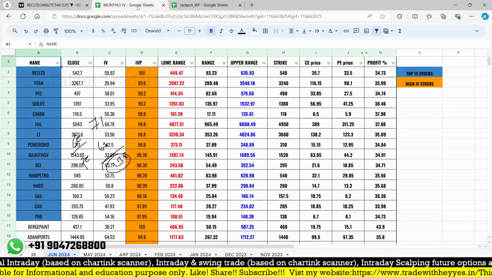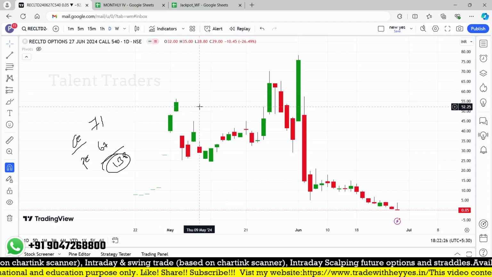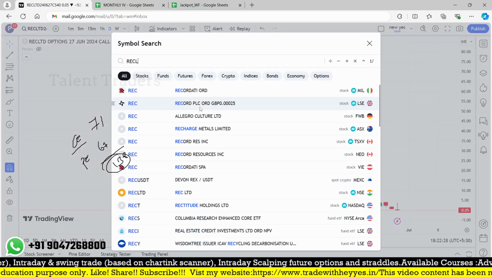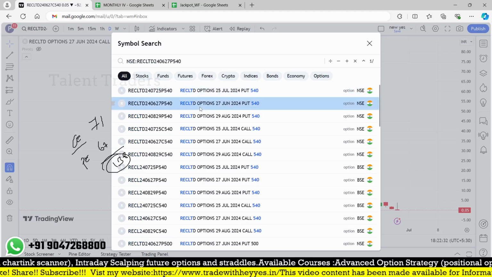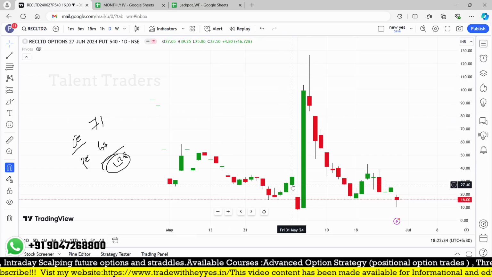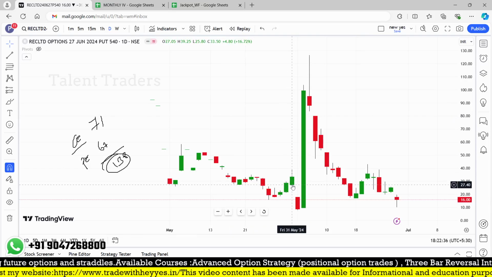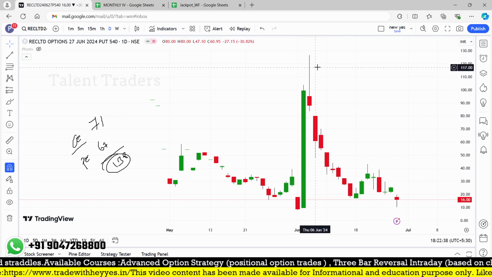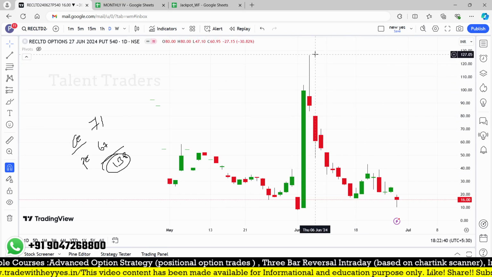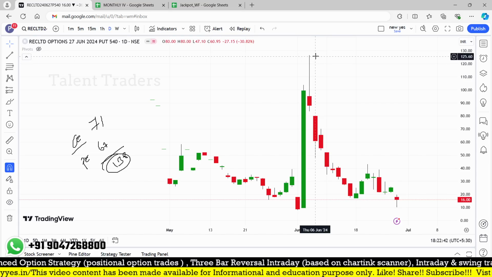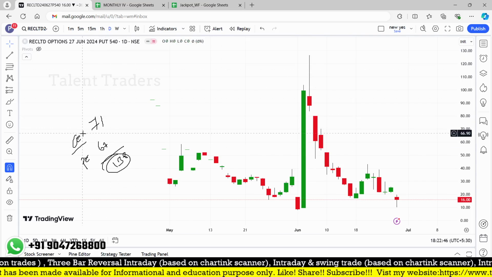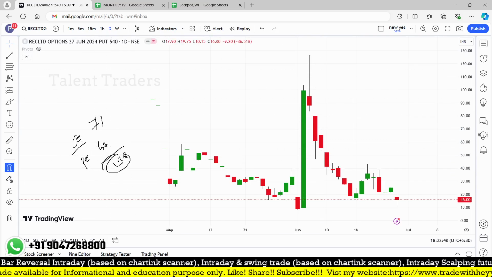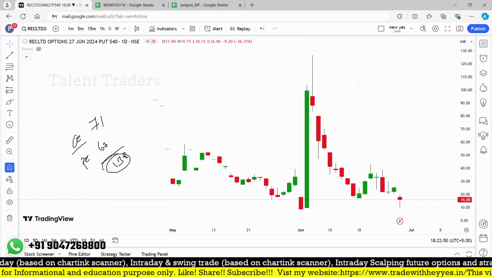On this one, the call did not move, and at the same time, the REC put option of 540, June contract. In this case, on the first day it is trading near about 27, and here it went up to 127. That is the movement which happened from that point. Sorry, this is the entry point, not the total premium.